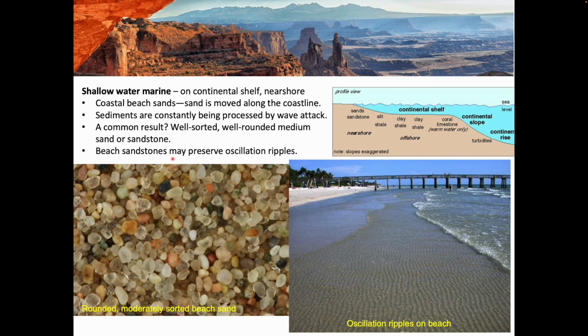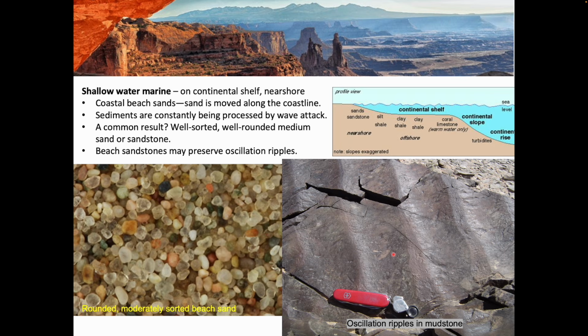Beach or nearshore sandstones often preserve oscillation ripples, which we can see here in this water on the lower right. Here are some oscillation ripples preserved in 1.5 billion-year-old sedimentary rocks from Glacier National Park. These type of symmetrical oscillation ripples are indicative of a nearshore shallow water environment.